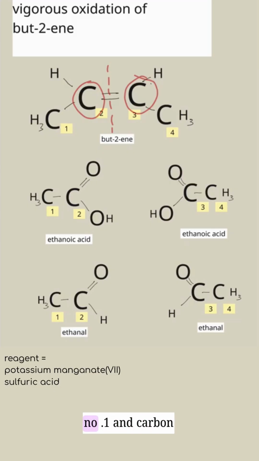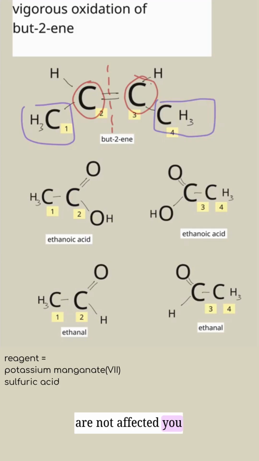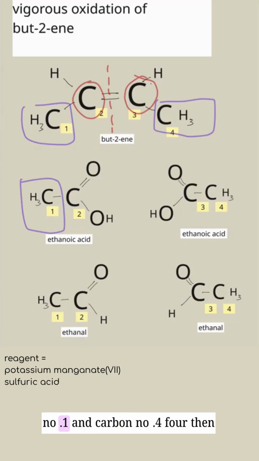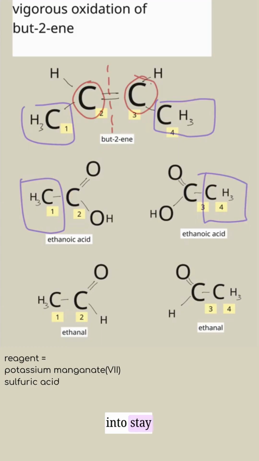How about carbon number 1 and carbon number 4? They are not affected. You should not change anything to carbon number 1 and carbon number 4. They should remain as CH3. So that's it. We have carbon number 1 and carbon number 4 stay as CH3. How about carbon number 2? They will break up and will get oxidized.